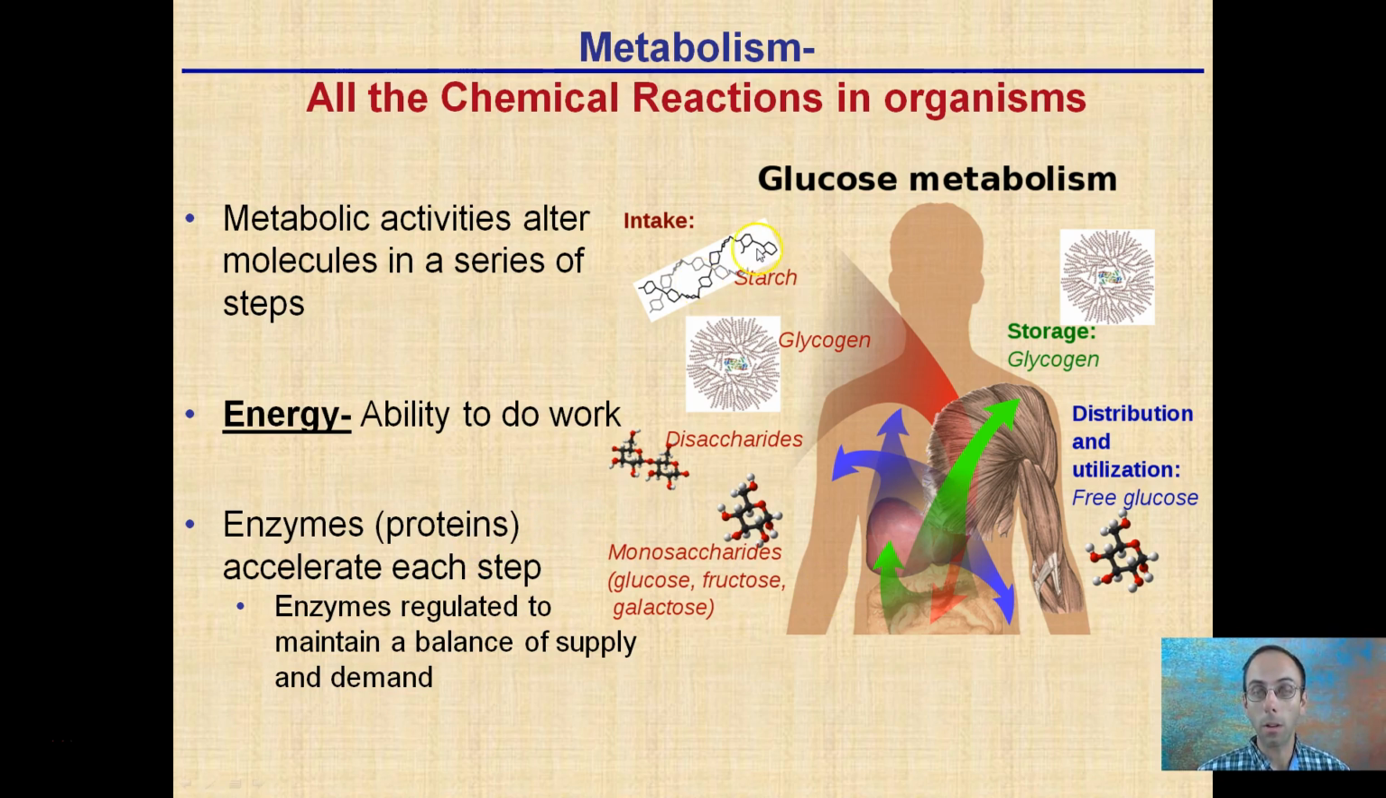So we can see here we take on starch, glycogen, disaccharides, monosaccharides, distribution of free glucose. All this together forms the metabolism, which is a complex set of steps that allow the body to generate this energy by breaking down food items.